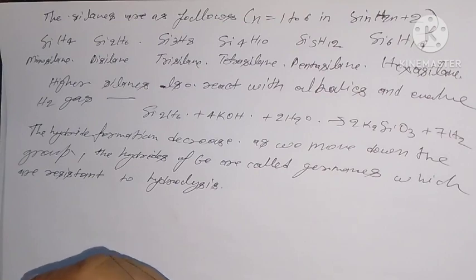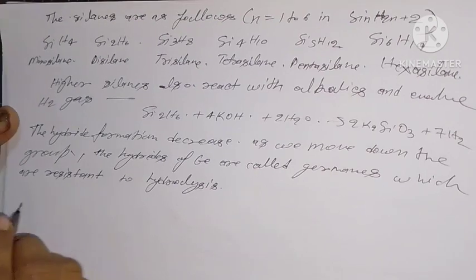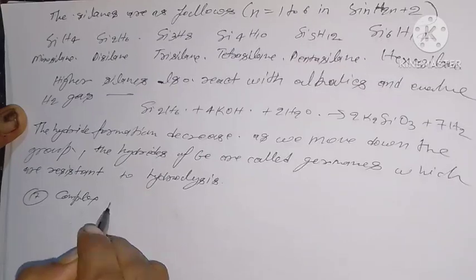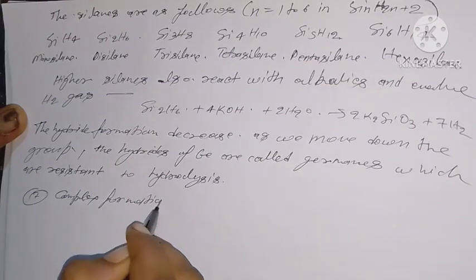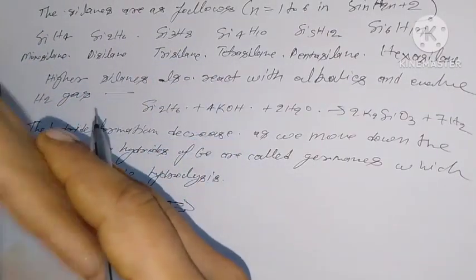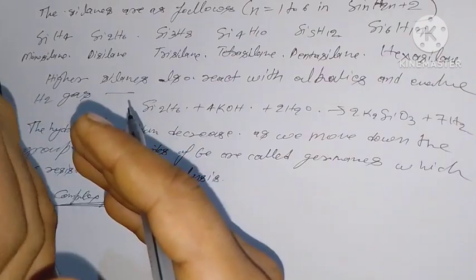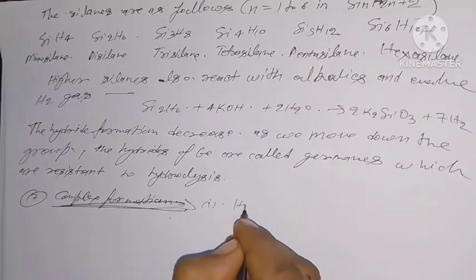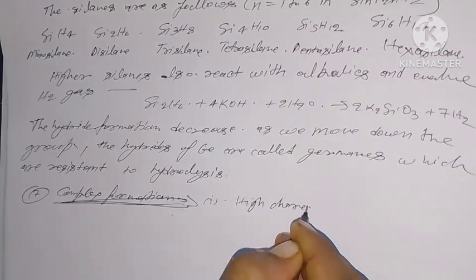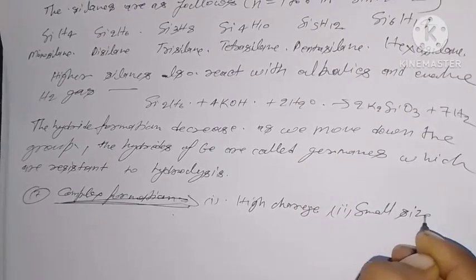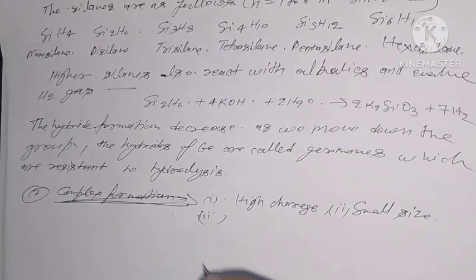Next point, the seventh point, complex formation. What is complex formation? The complex formation tendency of an element is favored by three factors, which are given below. First is high charge, second is small size, and third is availability of vacant empty d orbitals.